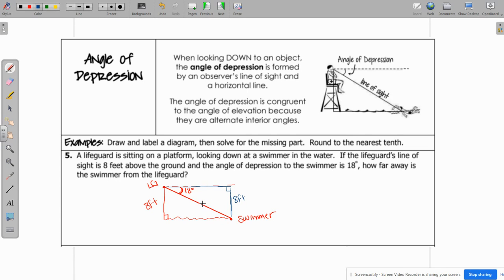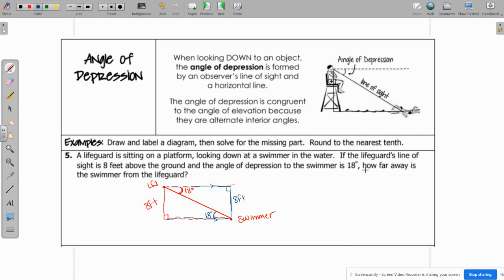And it's also true that because these are both right angles, this horizontal here is parallel to this horizontal down here, which means this angle, 18 degrees, is congruent to this angle, also 18 degrees, because these are alternate interior angles. So you have lots of options moving forward.